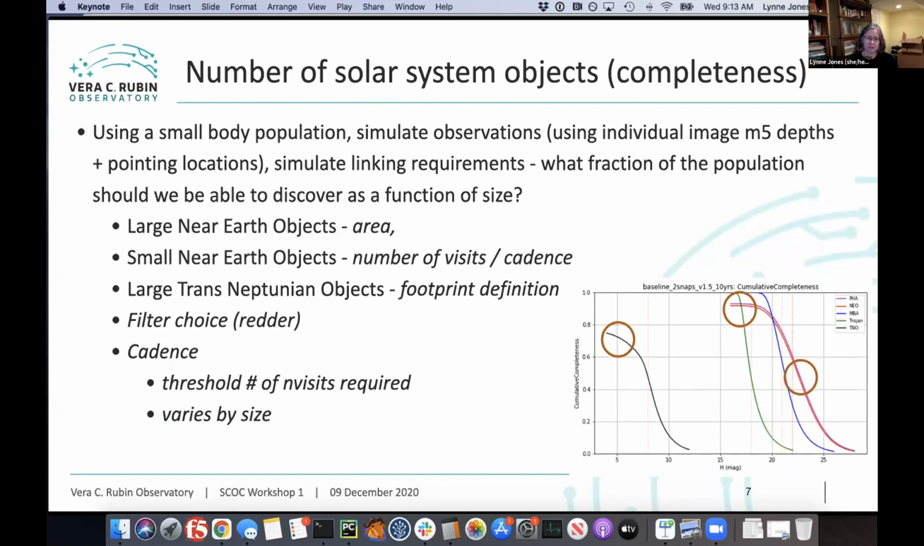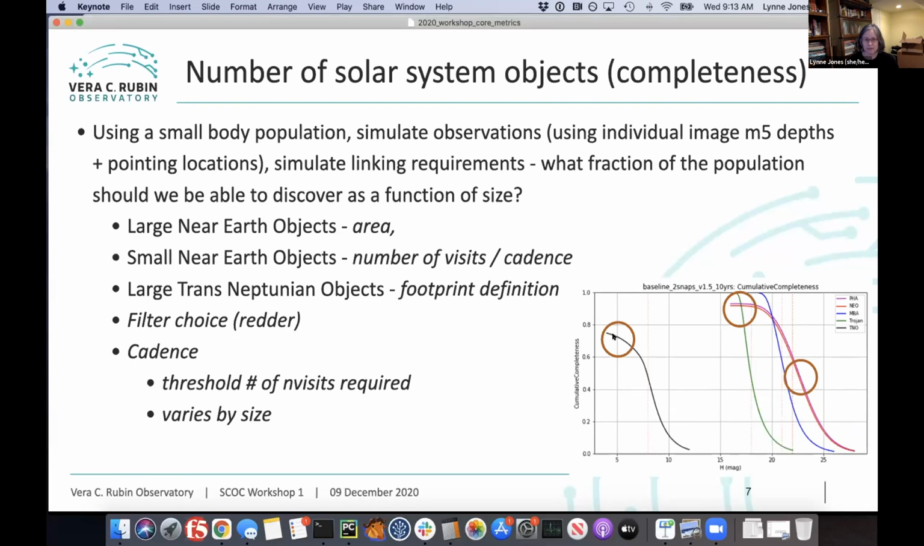And then we simulate the linking requirements, so getting 2 observations per night for 3 nights. And we say then what fraction of the population should we be able to discover as a function of size? There's a bunch of different populations and they all have slightly different requirements, but you can try to get the edges of this whole question by looking at large near-Earth objects, and the completeness of these objects here.